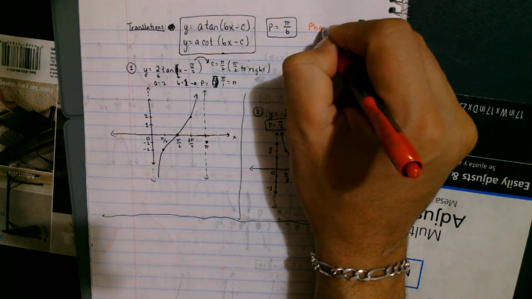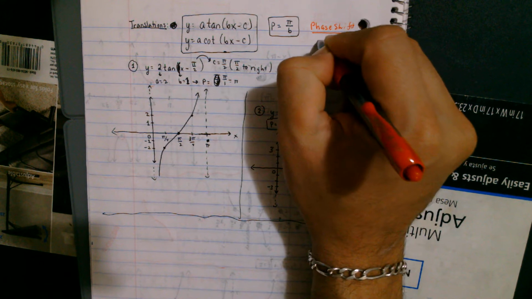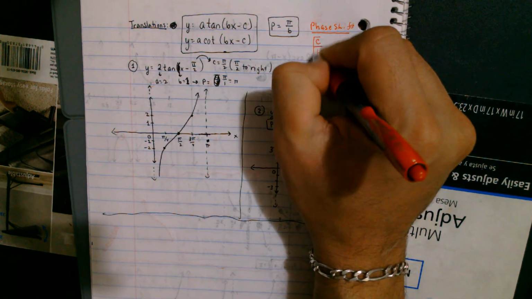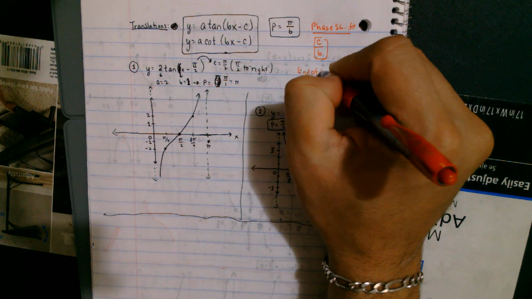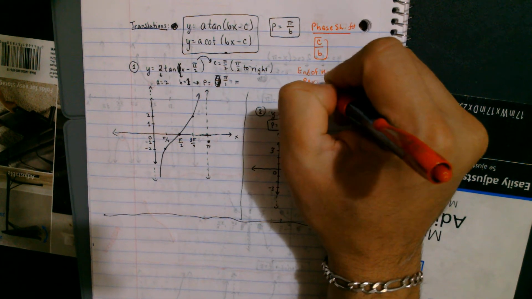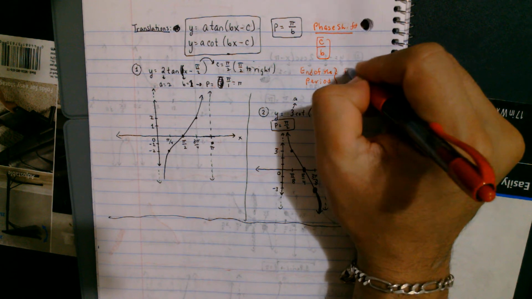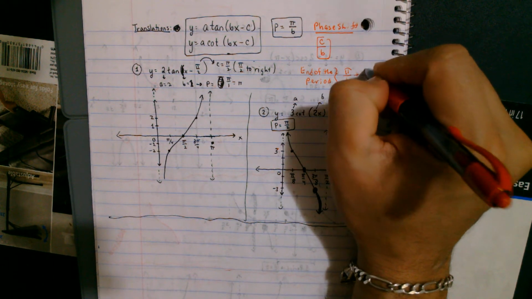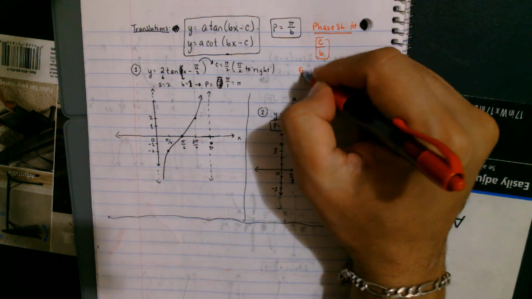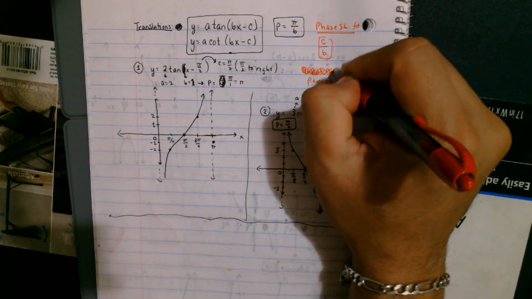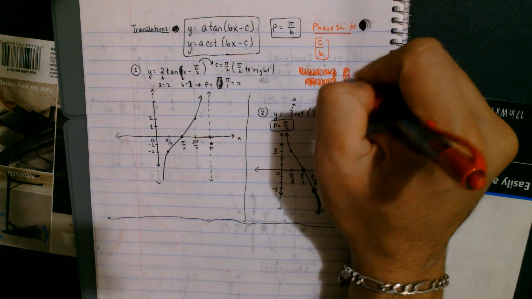The phase shift is c over b, and then the end of the period, pi over b plus c over b. I'm sorry, that's not right. I'll show you what I mean in a minute.